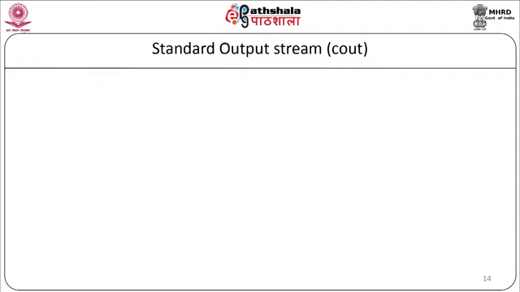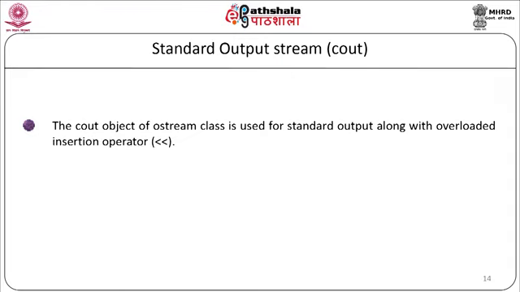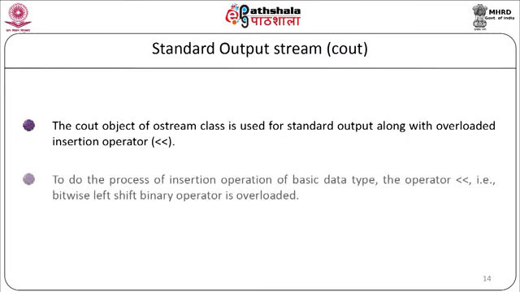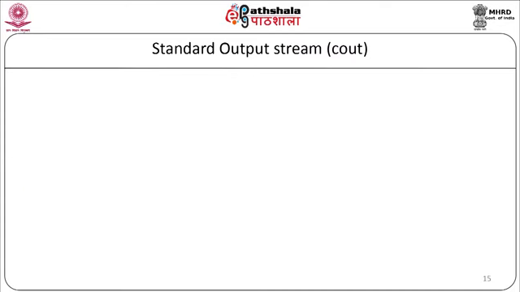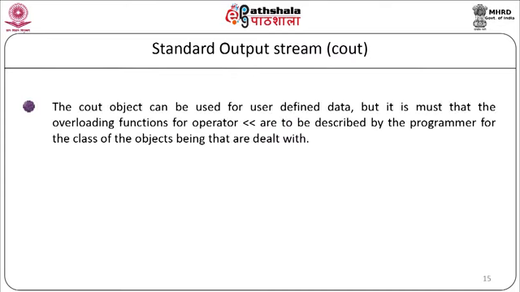Now we will see standard output streams. The cout object of ostream class is used for standard output along with the overloaded insertion operator. To do the process of insertion operation of basic data types, the insertion operator, which is a bitwise left shift binary operator, is overloaded. The cout object can be used for user defined data, but it is a must that the overloading functions for the insertion operator are described by the programmer for the class of the objects being dealt with.